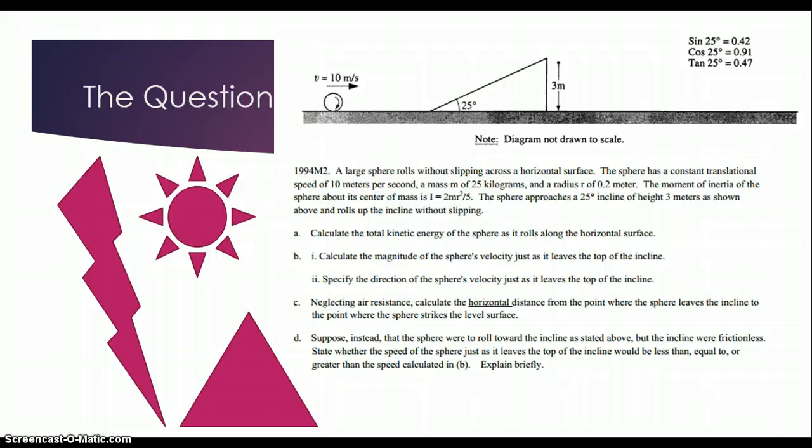And then D is a conceptual question. Suppose that instead the sphere were to roll towards the incline as stated above, but the incline was frictionless. State whether the speed of the sphere as it leaves the incline would be less than, equal to, or greater than the speed of the sphere calculated in B.